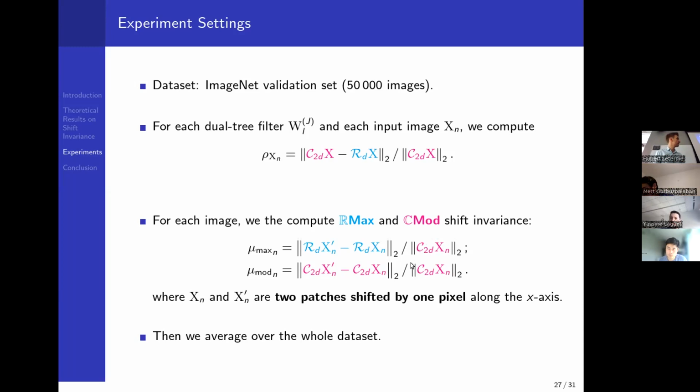We can prove that the output of the modulus operator, if you shift your image and compute the output again, will have exactly the same energy. So for stability reasons, we choose to normalize by this quantity. Okay, fair. Thank you. No problem.